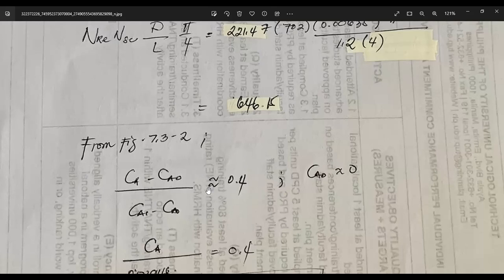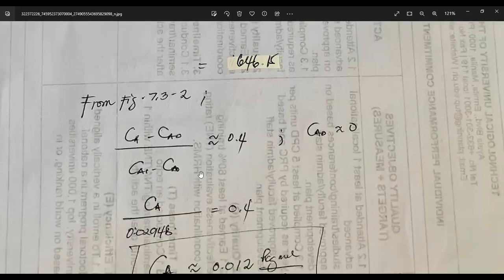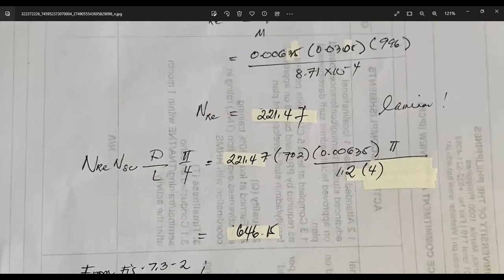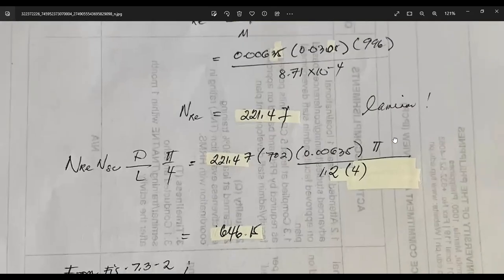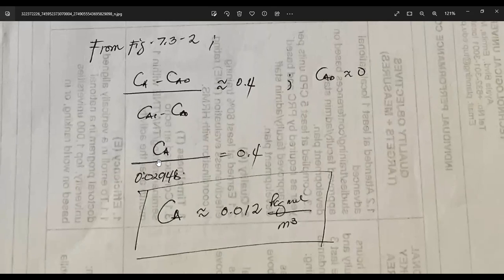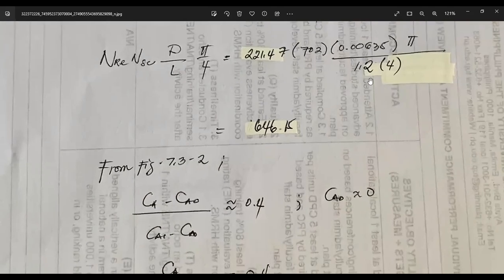Now that Y is equivalent to CA minus CA0 divided by CA1 minus CA0. Initially we don't have the presence of benzoic acid, so CA0 is 0. So you have CA over CA1, which is 0.02948. So this is the concentration of benzoic acid in the exit part of your pipe.